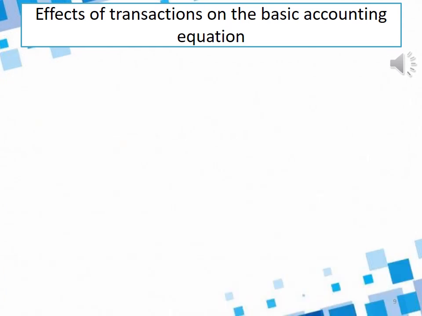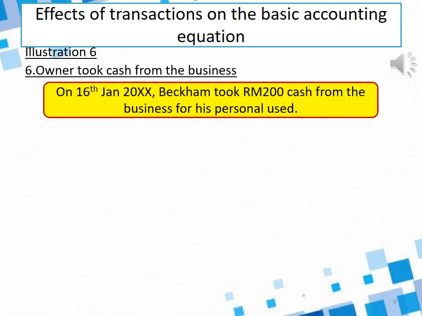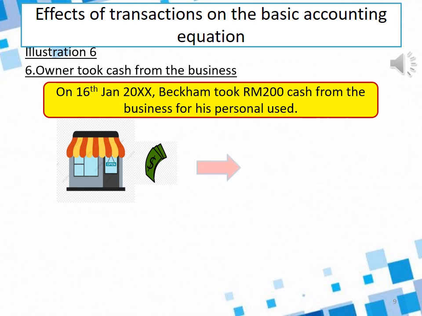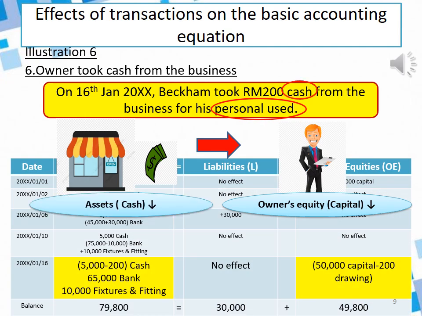Next, the last illustration for the effects of transactions on the basic accounting equation. Illustration 6. Owner took cash from the business. Example, on January 16, 20XX, Beckham took Rm200 cash from the business for his personal use. When the owner takes something from the business, the transaction needs to be recorded as a drawing. Drawing will cause the capital value, i.e. owner's equity, to decrease. At the same time the value of assets will decrease as well. Therefore, asset decrease and owner's equity decrease.